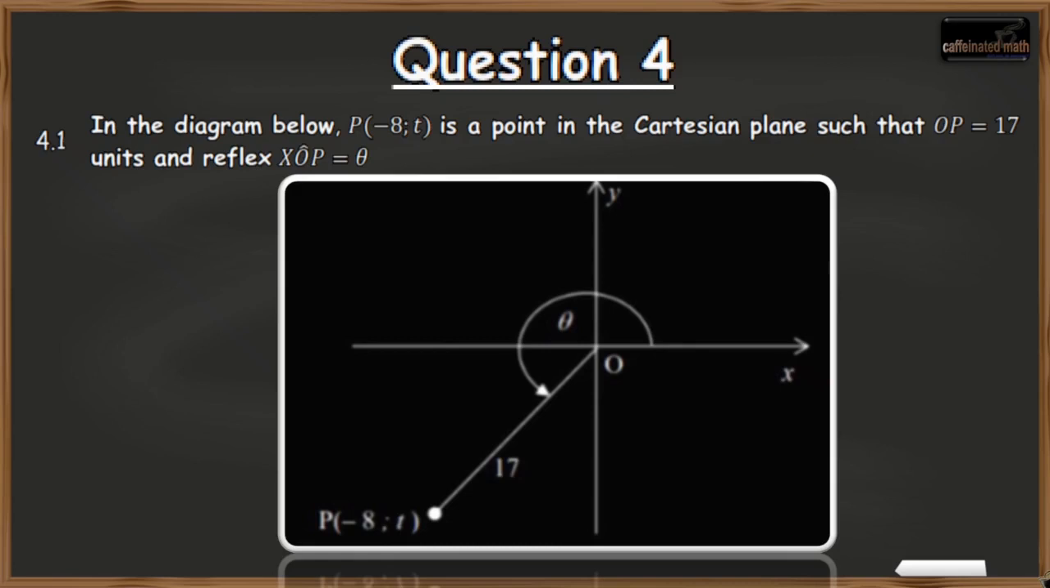In this diagram, we have P being equal to negative 8 for the x value, and the y coordinate is equal to t. So that's a point in the Cartesian plane such that OP is equal to 17, and we have our reflex angle XOP being given the value theta. Remember, for reference purposes, we do that from here. Ta-da!